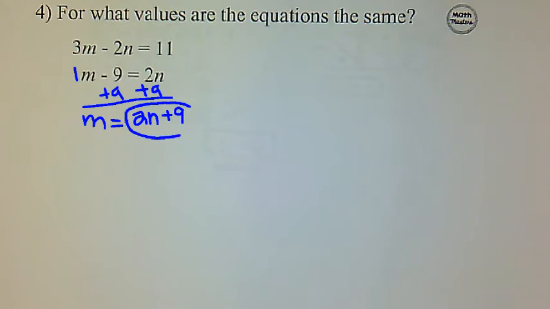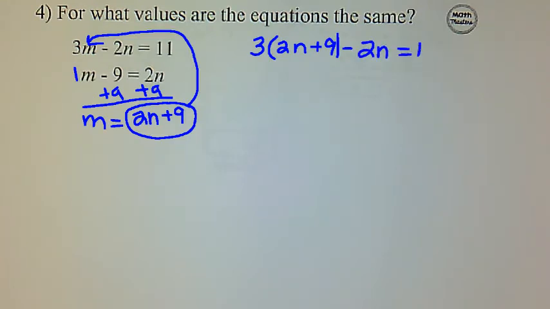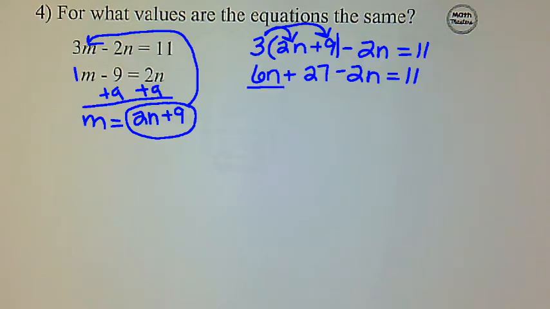So I'm going to take this, and I'm going to substitute it into my other equation. So I get 3 times 2n plus 9, minus 2n equals 11. Again, the biggest error you are going to have is when you do your distribution. So just be careful that you are taking your time with that. So I see I have a 6n, and I'm subtracting a 2n, so I need to combine like terms, and I'll get 4n plus 27 equals 11.